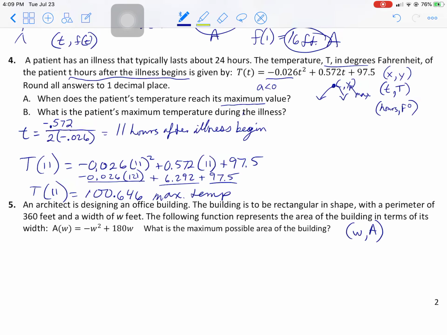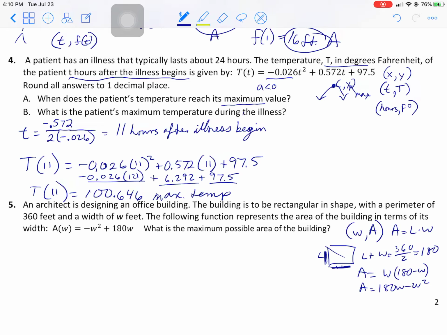Think how they got this problem. If the perimeter all the way around is 360, then half of it, L plus W, just one of each, this plus this, is going to be half of that. 360 divided by 2, that gives you your 180. And the area, remember the formula for an area is length times width. So the area is going to be the width times the length. And the length is going to be, you can represent it as 180 minus W, right? What's left is the length. So you put that together and you're going to get 180W minus W squared. Okay, we don't make you come up with the equation, but I want to explain where that's coming from, okay?